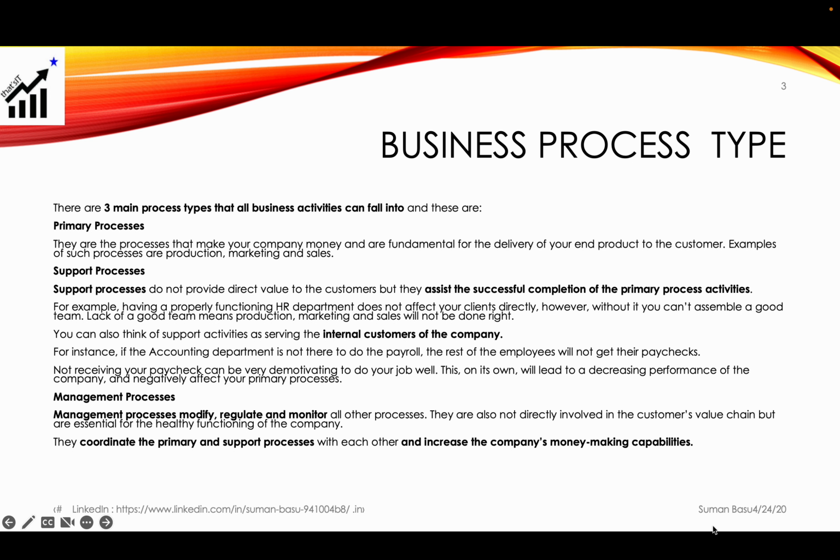Now, why am I saying there are three different processes? All three are extremely important, because in the absence of any one of them, the whole business may collapse. So business process engineering and business process automation are required in all three processes. If you are trying to do any business process automation in the main primary process, it may have an impact on other support processes or management processes also, because they are interlinked.